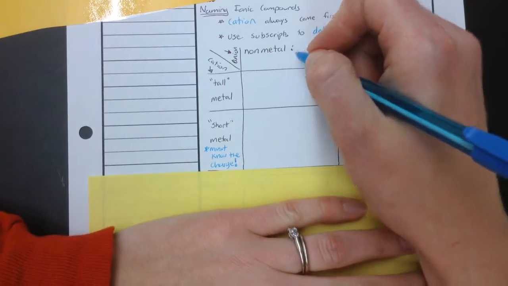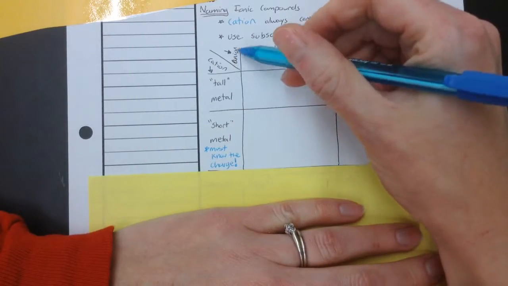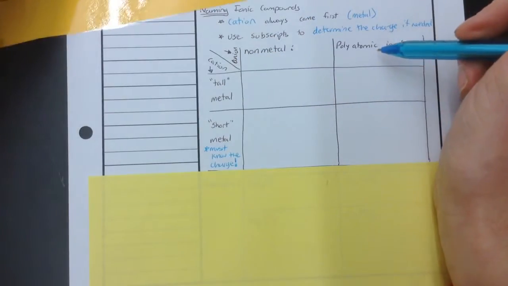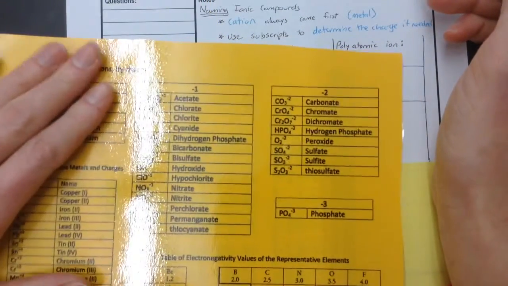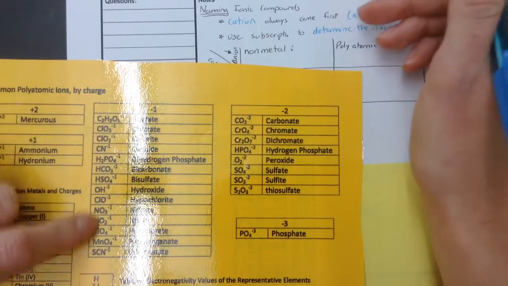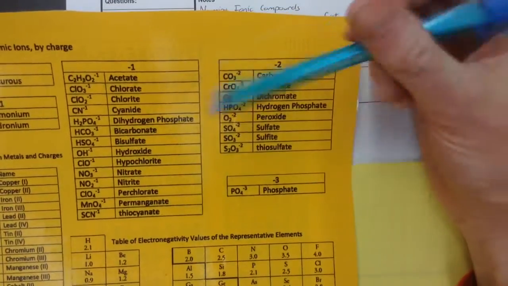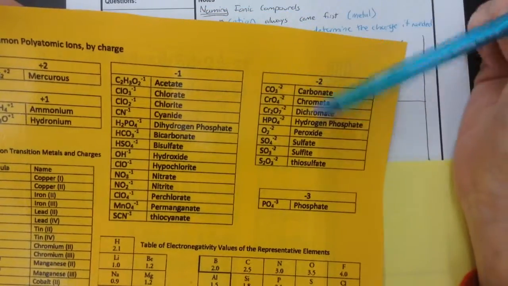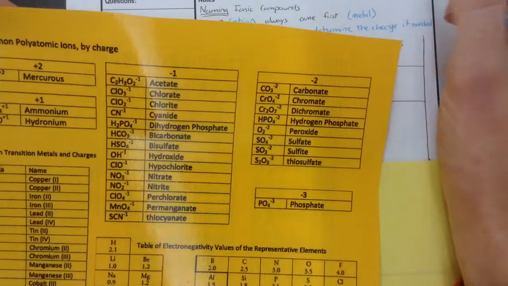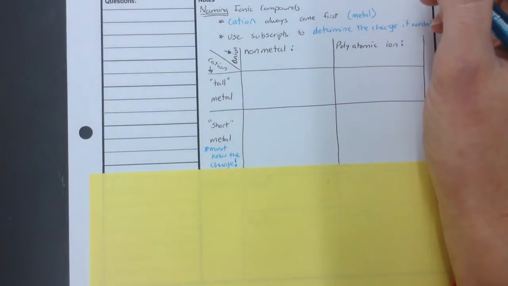Now the anion is either a non-metal or a polyatomic ion, and you can tell if it's a polyatomic ion because it's got more than one non-metal stuck together. And it's got a special name back here on the back of your periodic table. There's a big glare there. So we've got this chart. You don't have to memorize any of the names of these guys, but you'll get to know some of them because you'll write them a whole lot of times.